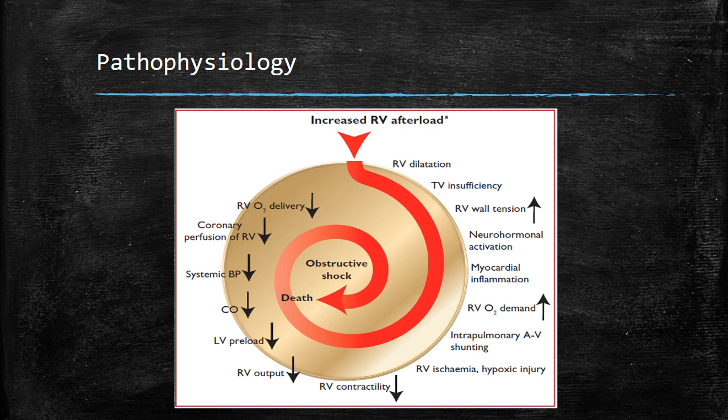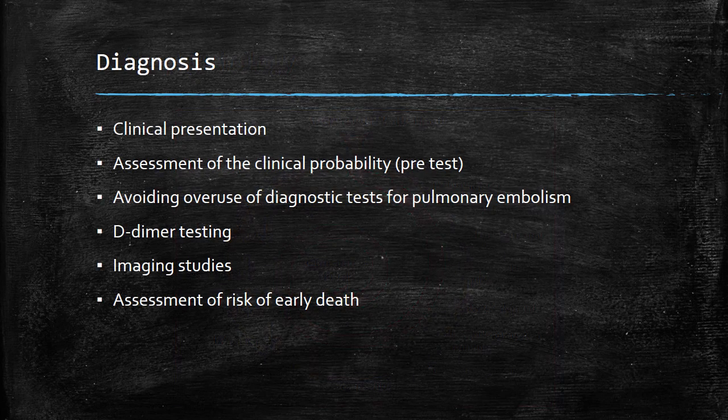So what happens is that there is some bulge of the interventricular septum towards the left side, and the left ventricle cannot dilate and cannot fill properly with blood. When the left ventricle does not fill with blood, there is low cardiac output, there is low venous return, and hence low blood pressure. And when there is low blood pressure, the patient is going to be hemodynamically unstable, and right ventricular oxygen demand is going to increase, and the right ventricular wall is going to be ischemic, and it's going to have hypoxic injury. So, how will you diagnose?